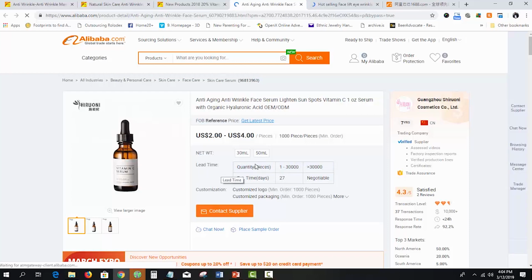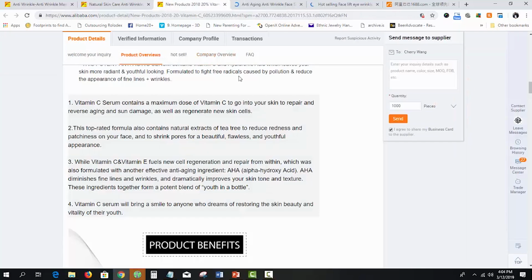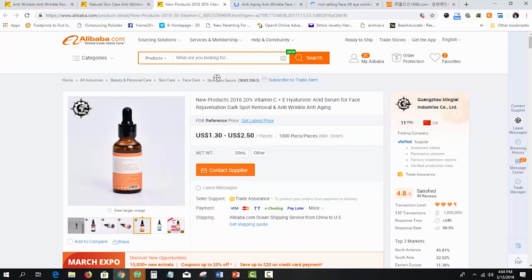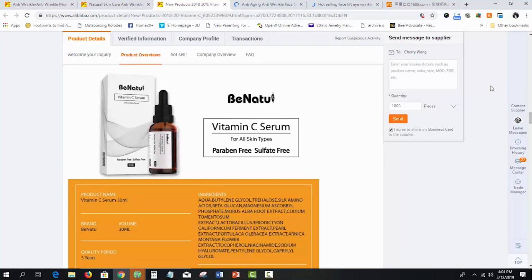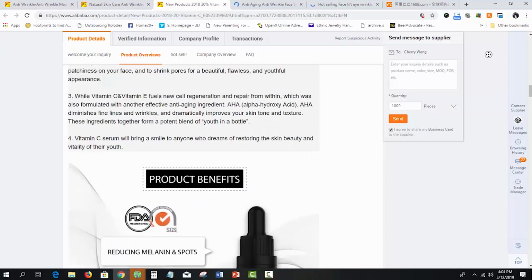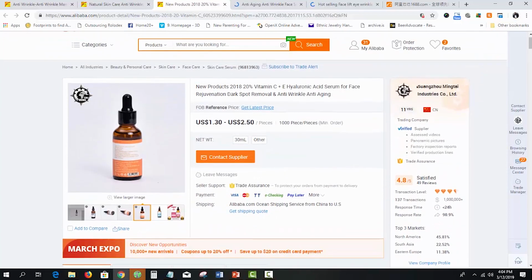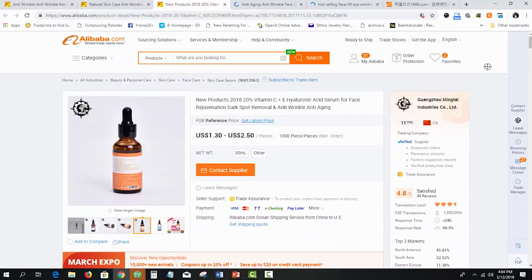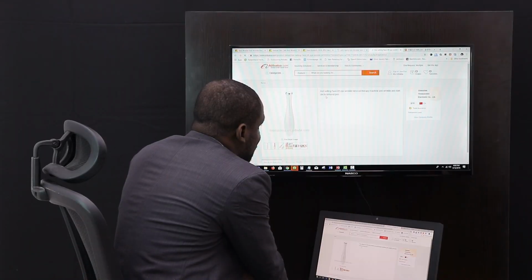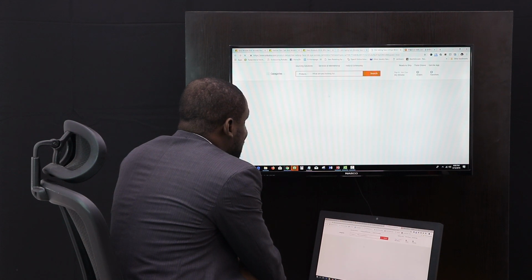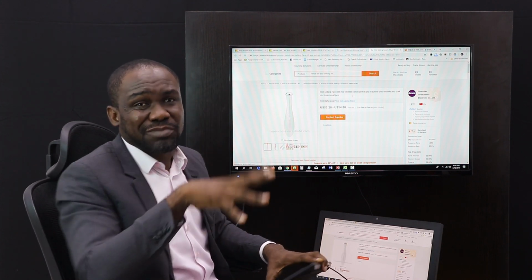Okay, so 50 mil or 30 mil. Let's go back up and see this. The same thing. So 1,000 pieces. These guys, let's see. This is the pen guys, the eye pen. 300 pieces minimum order. Now, this minimum order really doesn't matter so much.